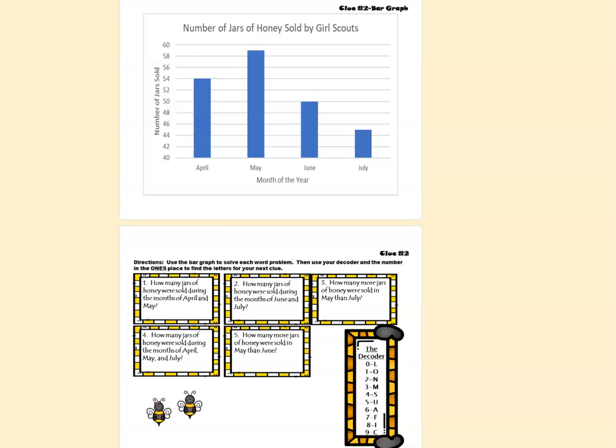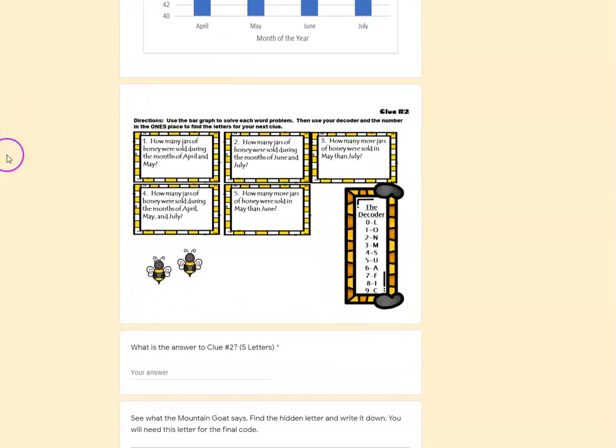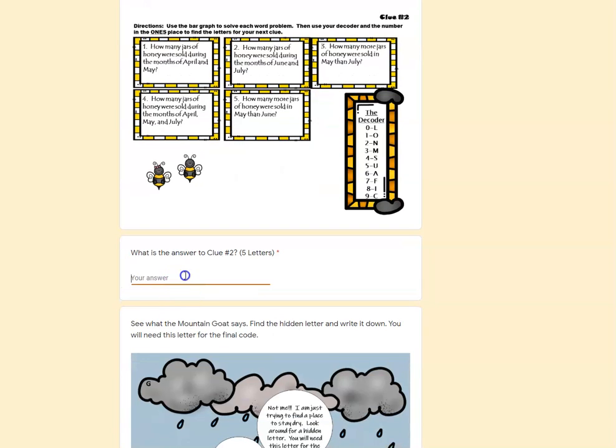Last one, it says, how many more jars were sold in May than June? So again, we need to figure out the difference. In May, there were 59 jars sold. In June, there were 50. So 59 minus 50 is equal to 9. And 9 is in the ones place, so that would be C. So now we have MUSIC, which spells music. So that is going to be the answer to clue number 2.